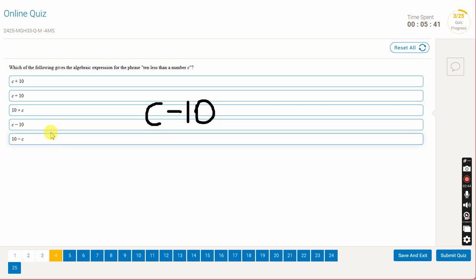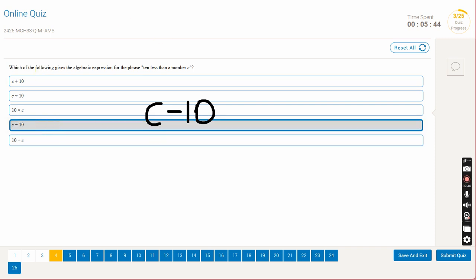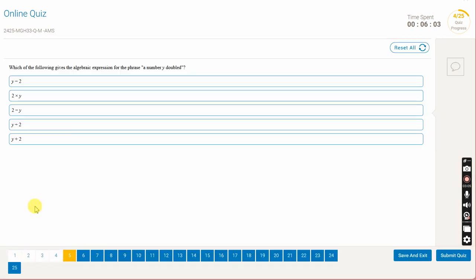So if they had said c less than 10, then we'd be subtracting 10 minus c. Okay, c less than 10, we will be subtracting like this. But we're saying 10 less than a number c. So c is a larger number than 10. So that's why we put c first.